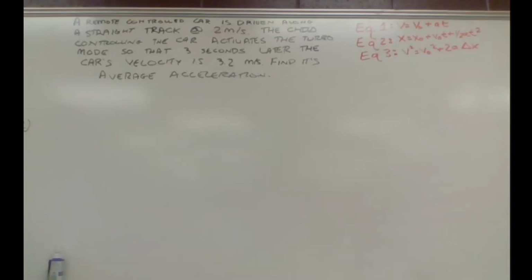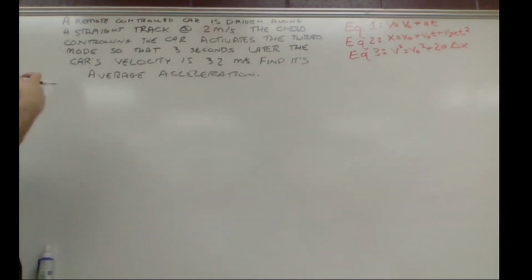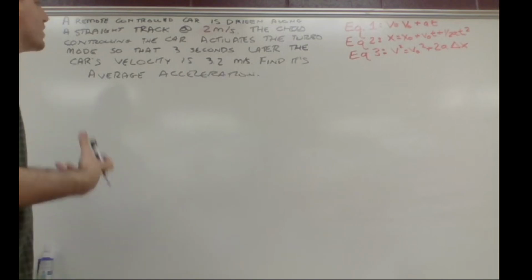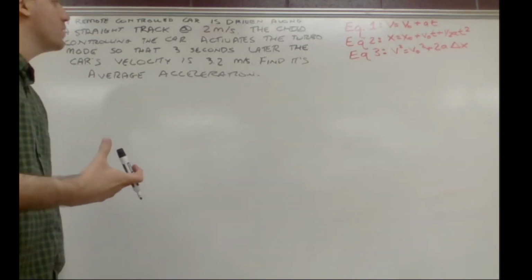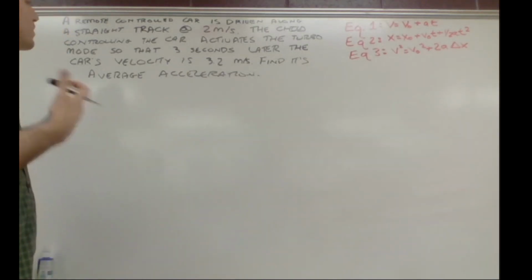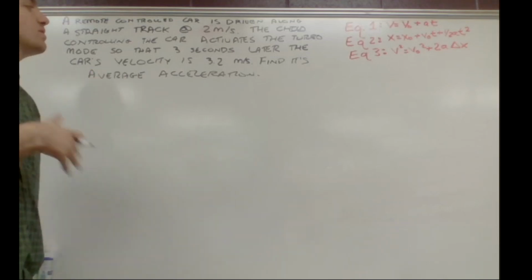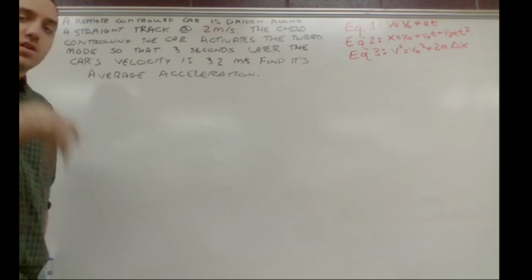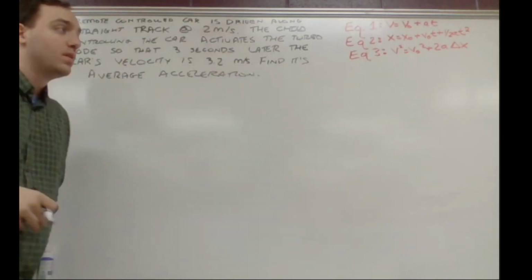Hello and welcome to this video on solving problems, specifically kinematics problems using equations. A sample problem could be something like: a remote-controlled car is driven along a straight track at 2 meters per second. The child controlling the car activates the turbo mode so that 3 seconds later the car's velocity is 3.2 meters per second. Find its acceleration. Now we've been doing this graphically, but let's talk about how we do it via equation.